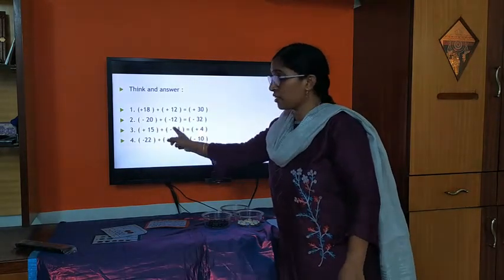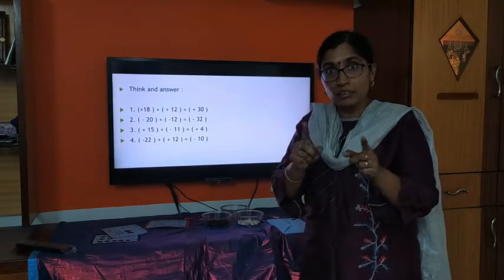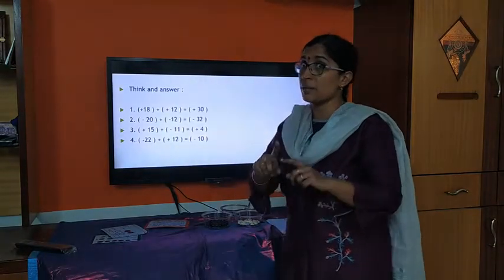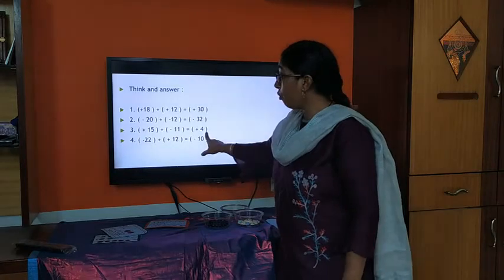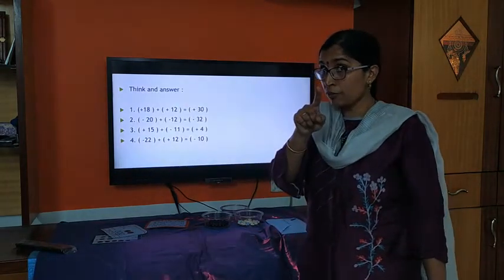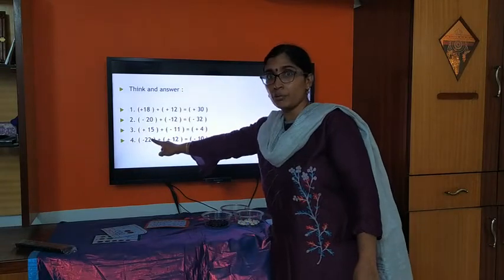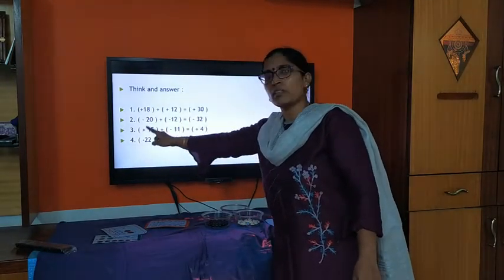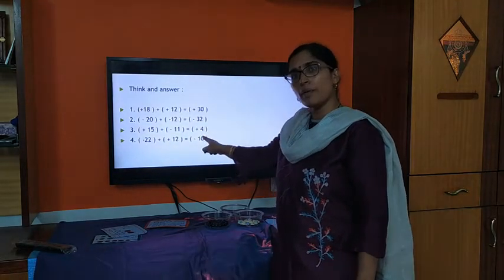Now what is the third one? Plus 15, minus 11. Both the signs are different. So if both the signs are different, you must subtract. Right? So what is 15 minus 11? 4. But what will be the sign of the 4? It holds the sign of the greater value. What is the greater value? 15 or 11? Yeah, 15. What is the sign of 15? Plus. So here it will be plus 4.